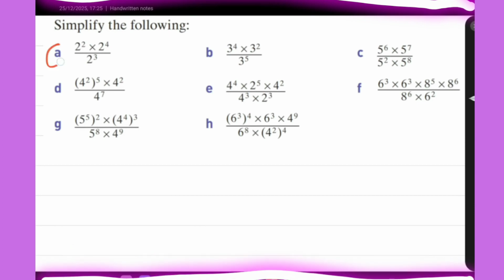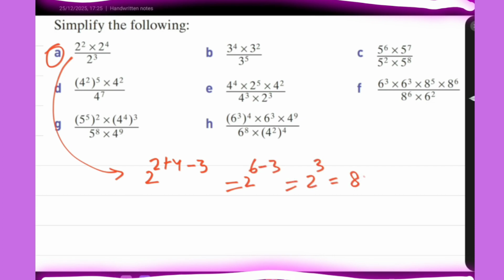Now come to some questions, right? The first question we have is 2 raised to the power 2 multiplied by 2 raised to the power 4 and divided by 2 raised to the power 3. Look at this, how quickly we can solve it. 2 raised to the power 2 plus 4. Why plus 4? Because it is multiplication, right? Now you know the rules. Now this 3 is in the denominator. So what will we do? Subtract this. 2 plus 4 is 6 and minus 3. So your answer is 2 raised to the power 3 and that is 8. Isn't it very simple? Very easy to explain.